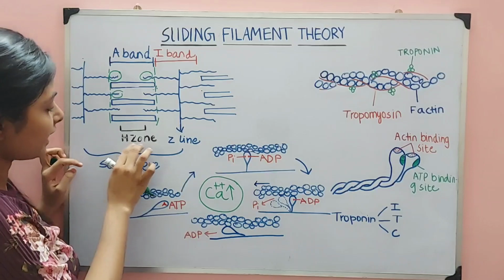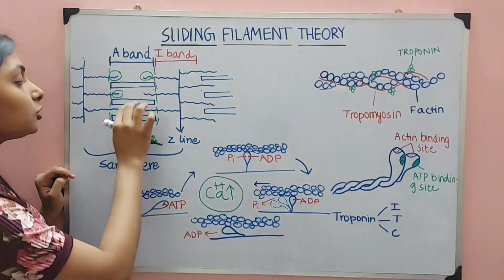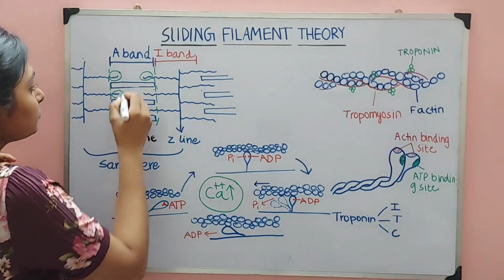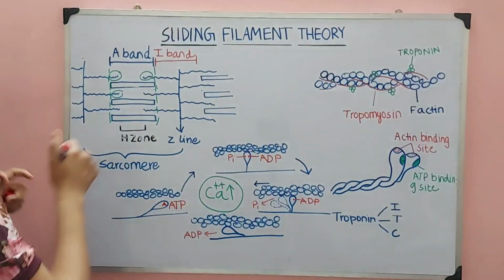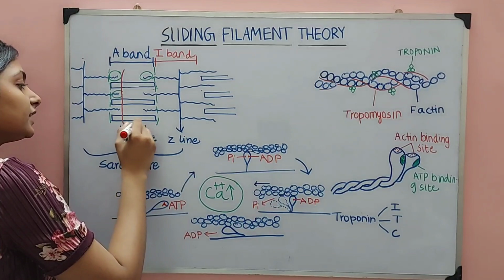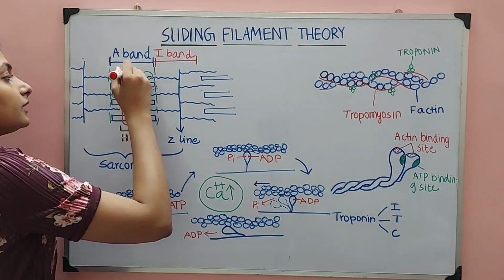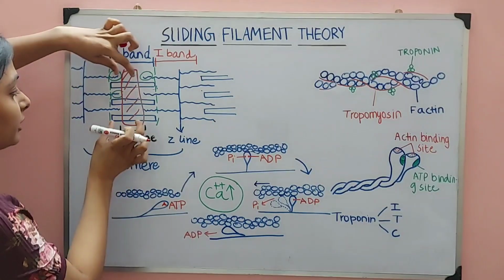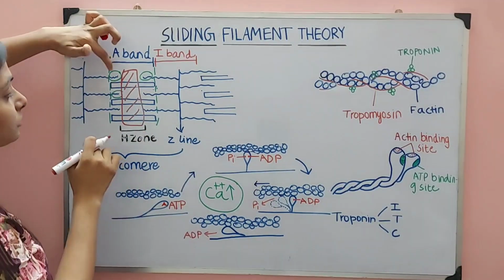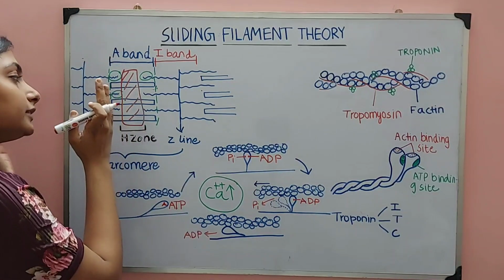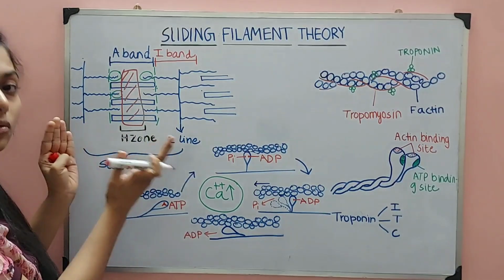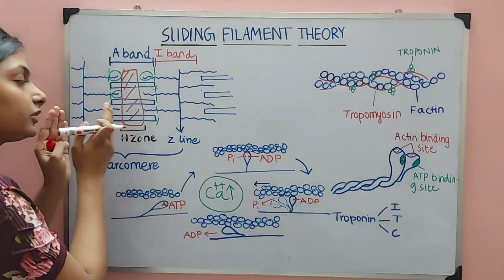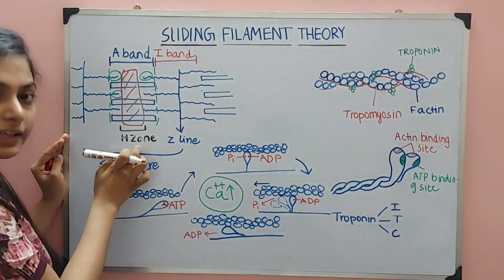Alright, so what is the H zone? The H zone is the non-overlapping zone. This area, I'll mark that with red. You see, this area has only the thick filament. This area in that red box does not have any part of thin filament. So in that region we don't have overlapping of the thick filament with the thin filament. That is called the H zone.